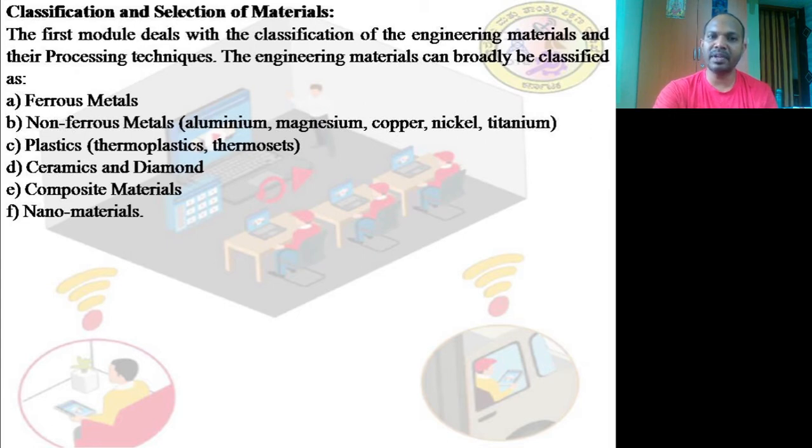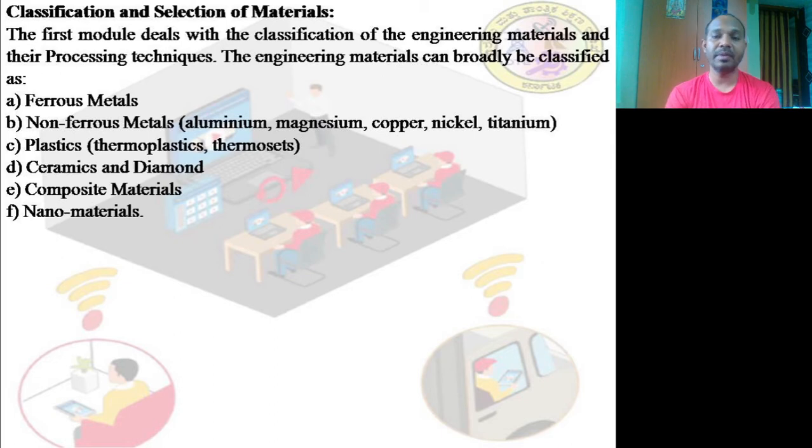The first module deals with the classification of the engineering materials and their processing techniques. The engineering materials can broadly be classified as ferrous metals, non-ferrous metals, that is aluminum, magnesium, copper, nickel, titanium, etc. And then we also have plastics, thermoplastics and thermosetting plastics. Then we have ceramics and diamond, then composite materials, and then the nanomaterials. The last two are the most advanced materials in materials engineering, though they have been derived from the basic metals only.